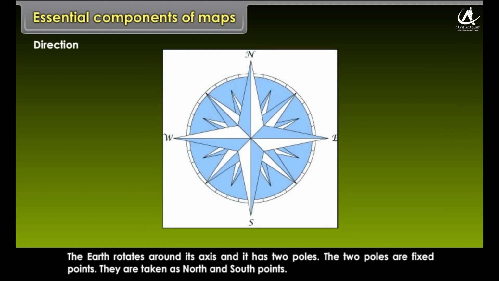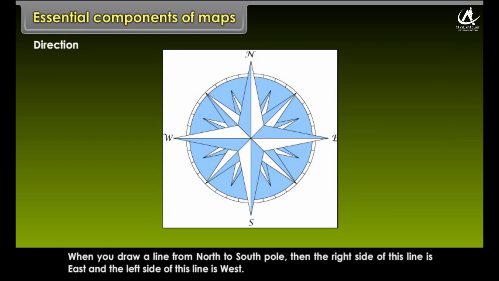The earth rotates around its axis and it has 2 poles. The 2 poles are fixed points. They are taken as north and south points. When you draw a line from north to south pole, then the right side of this line is east and the left side of this line is west. These 4 points are known as cardinal points.